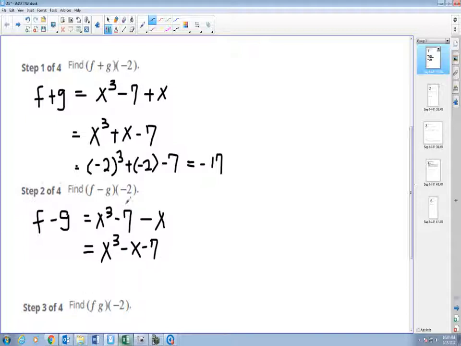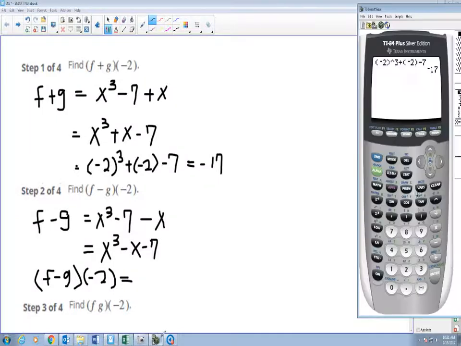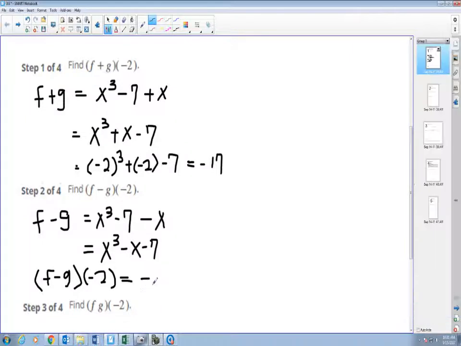Now I'm going to evaluate at -2. This time I'm actually going to graph this function so I can demonstrate different ways to evaluate your function, to refresh your memory a little bit. X to the third minus x minus 7. I'm going to graph it. Here's my cubic function. And at -2, my y value is -13. That's all it is.